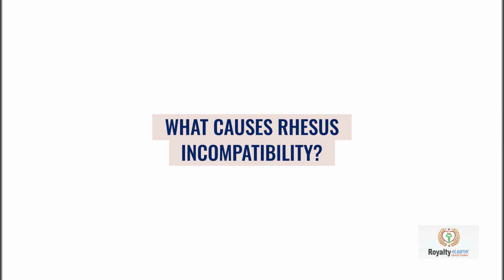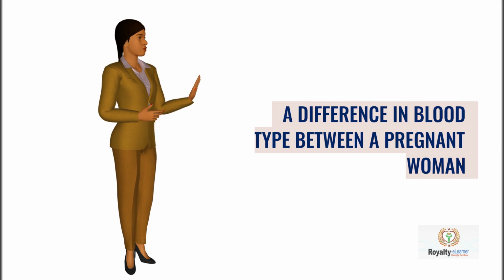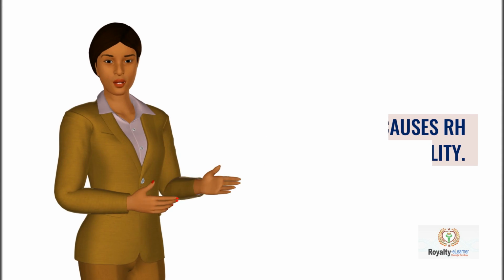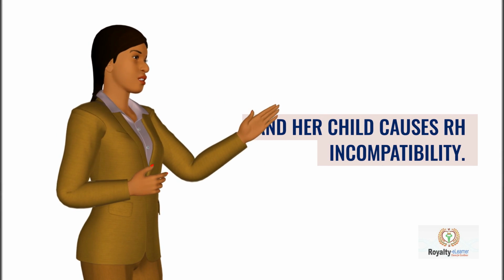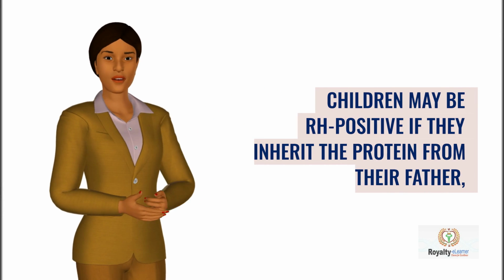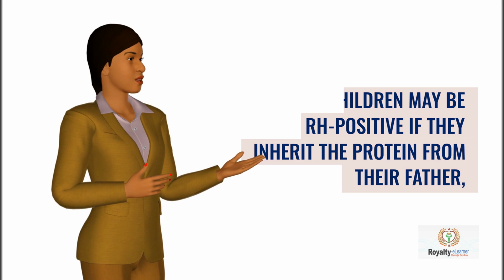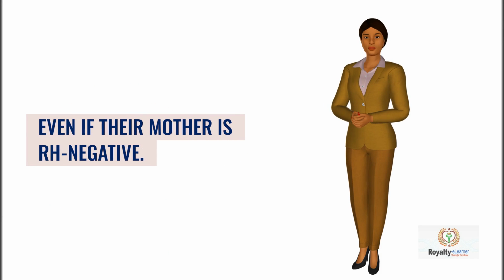What causes rhesus incompatibility? A difference in blood type between a pregnant woman and her child causes Rh incompatibility. Children may be Rh positive if they inherit the protein from their father, even if their mother is Rh negative.